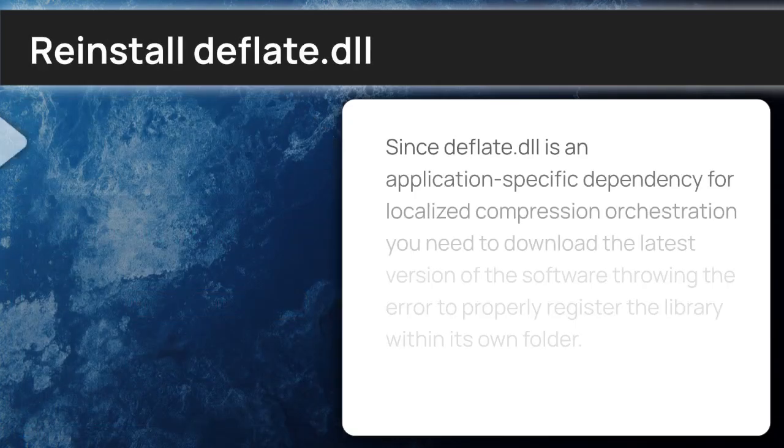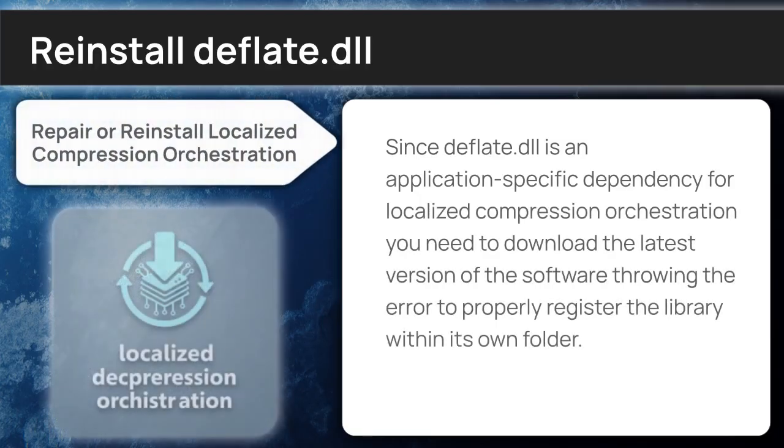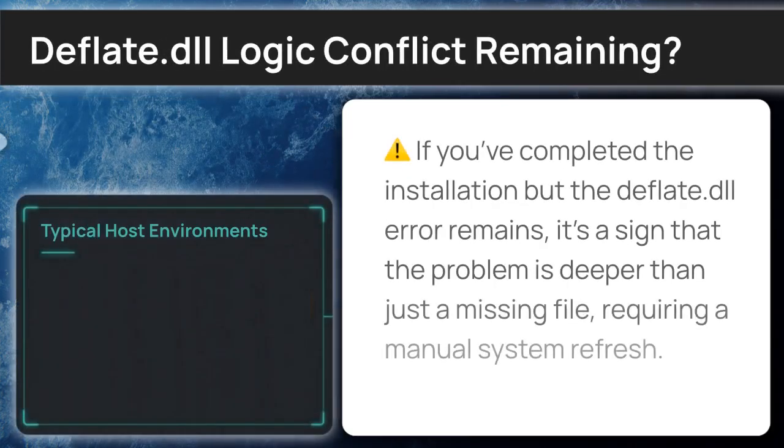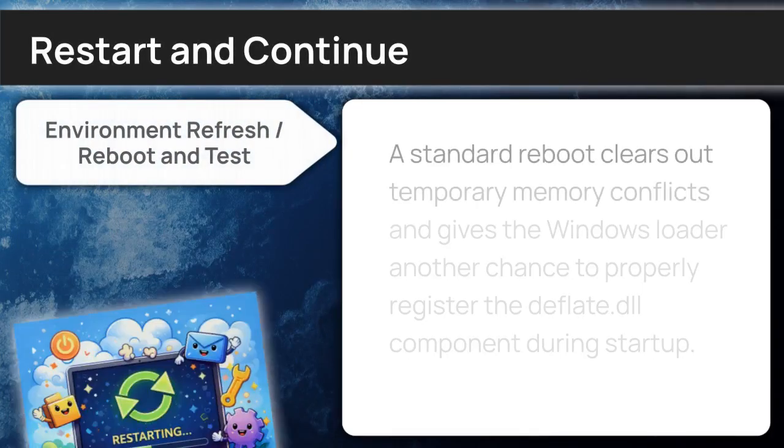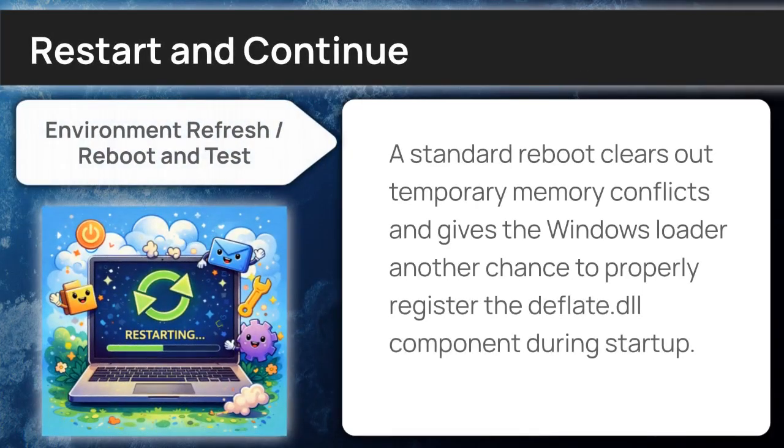Since Deflate Compression Library DLL is an application-specific dependency for localized compression orchestration, you need to download the latest version of the software throwing the error to properly register the library within its own folder. Should the reinstallation fall short, the next step in our protocol is to validate the integrity of your system's startup environment. A standard restart allows the Windows bootloader to rescan your system directories and potentially recognize an unregistered Deflate Compression Library component.